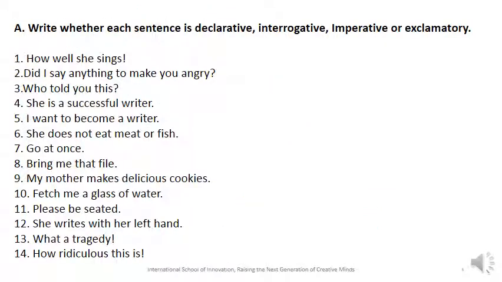Now we are going to solve this exercise together. But before solving the exercise, I am going to make a summary of the whole lesson. Let's remember together what is a declarative sentence. As we said, a declarative sentence is a sentence that states something, tells something, or expresses an opinion, and it usually ends with a period.